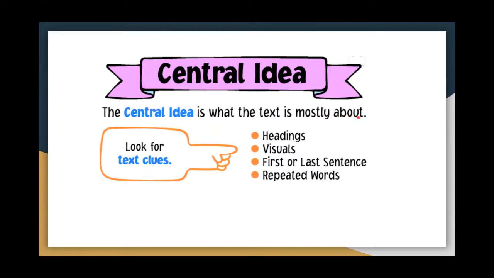Now, there are special clues that we look for when we are trying to figure out the central idea of a text. Those clues that we look for are headings, visuals, first or last sentence, and repeated words. What are they again? Headings, visuals, first or last sentence, and repeated words.